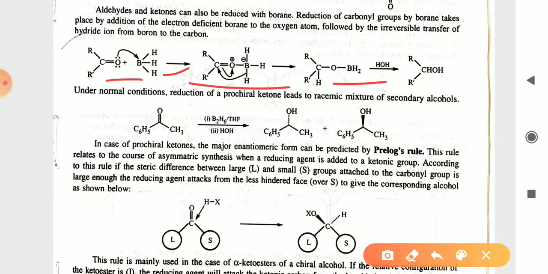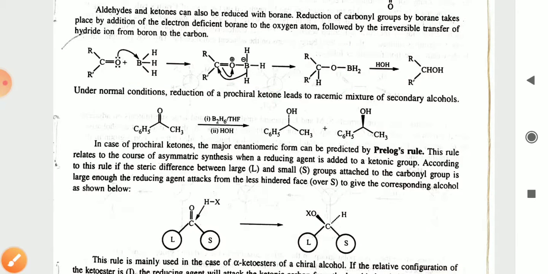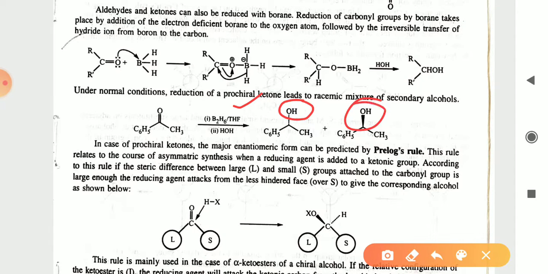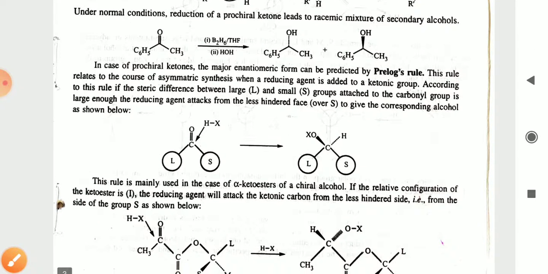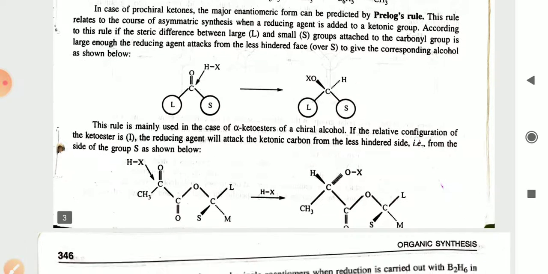Now on hydrolysis, this bond will break and you will get the alcohol as a product, a secondary alcohol. And another example is a normal reaction. In the presence of B2H6, it will give the alcohol. Here you can see the secondary alcohol. So in this case, the prochiral ketone, the major enantiomer can be formed by this kind of reaction.